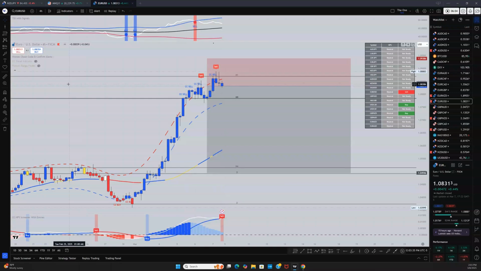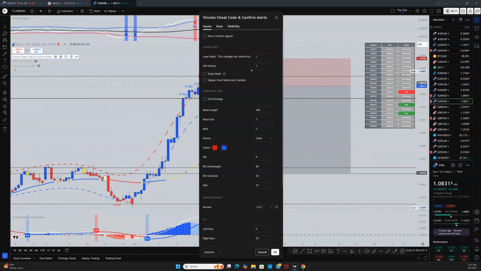Now, let's go ahead and turn on the other features for the cheat code, the confirmation alerts, and how we use them. The confirmation signals confirm the CC buy or CC sell. Let me say that one more time. Confirmation alerts confirm the CC buy or CC sell. Okay, so I'm going to turn on the confirmation alerts, and I'm also going to turn on the GSA.